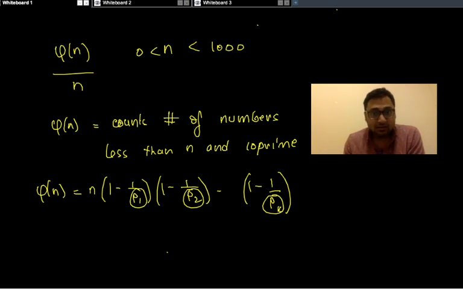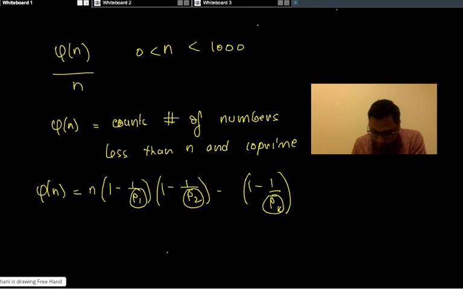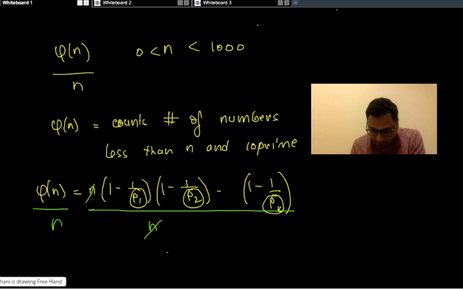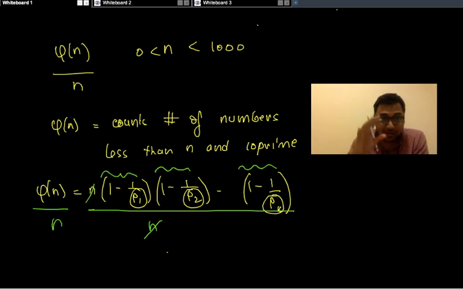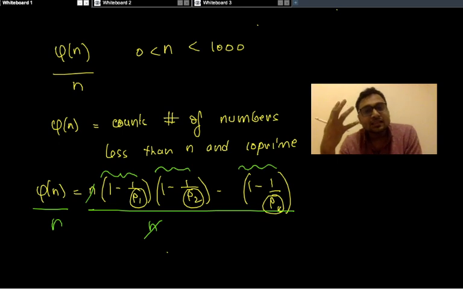Okay, so the question is, how would you minimize this value? If you divide this by n, how would you minimize that value? So n cancels, and you have (1 minus 1 over p1), (1 minus 1 over p2), up to (1 minus 1 over pk). How would you minimize that value? p1, p2, p3, pk are the prime factors of n.